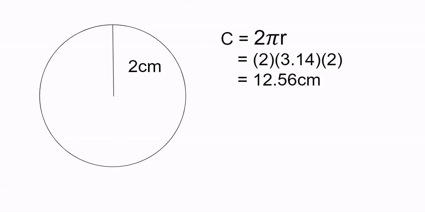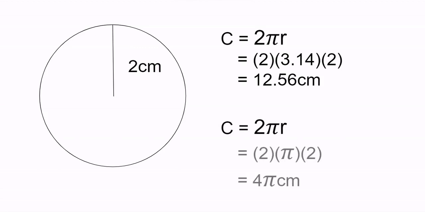Now if the question asked to leave the answer in terms of pi, then we would do the same process, except same as before, we would not substitute 3.14 into pi. Rather, we would leave pi as is and do 2 times 2, and this gives us 4 pi centimeters.